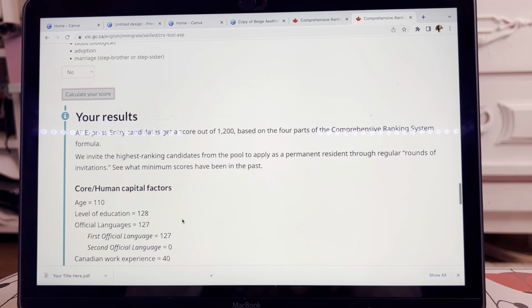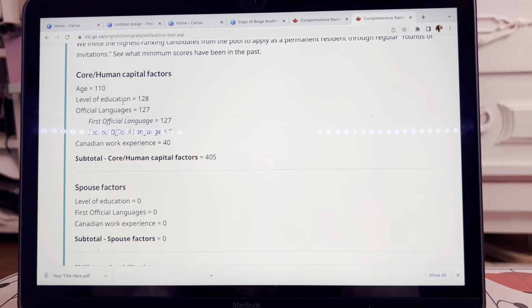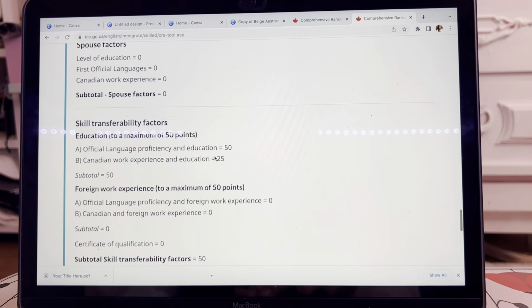Your result. There. So this is really good because it gives you all the details like your scores and age. So I got a perfect score because perfect score is the age of 25 to 29. The level of education, I got 2. So it's good. So I have like 405 score from my core or human capital factors. So spouse, I don't have any.